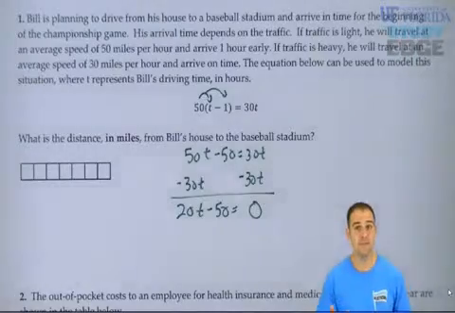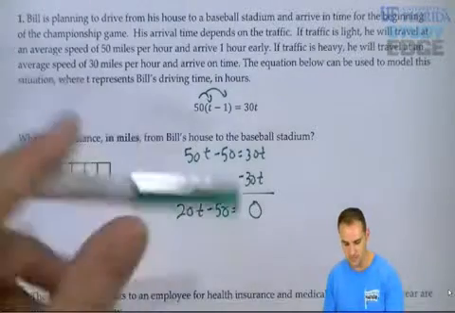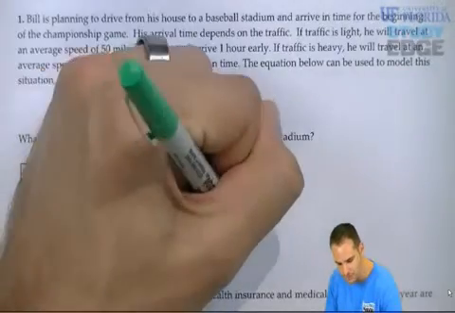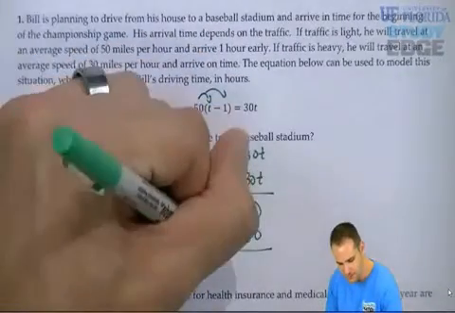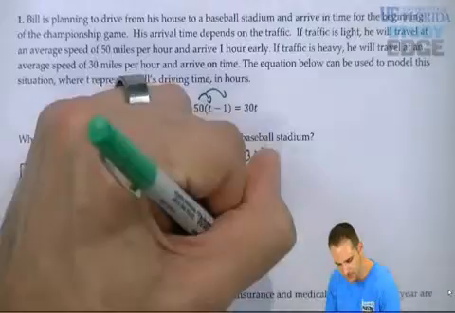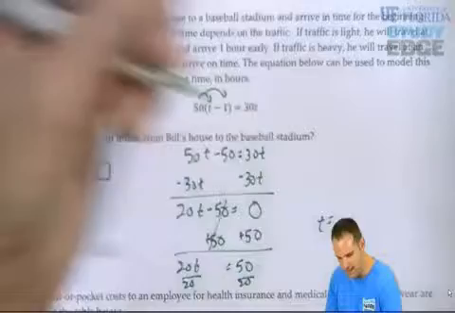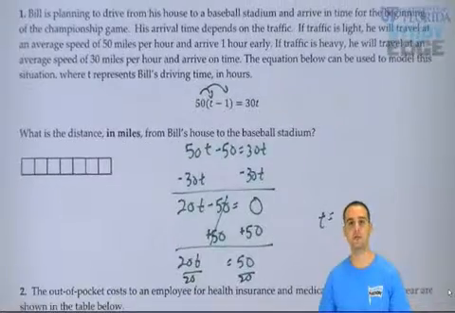If you have an equal sign, you keep it. I move my variables to one side. I'm going to move my numbers to the other. Add 50. 20T equals 50. Divide both sides by 20. If you have a calculator, 50 divided by 20 will get you 2.5.